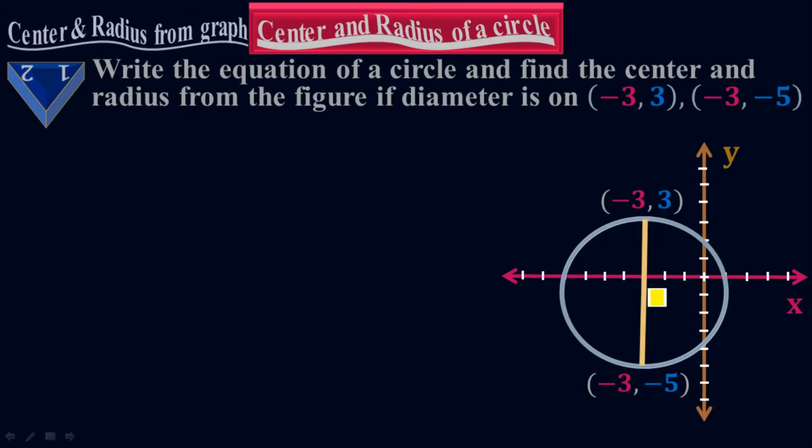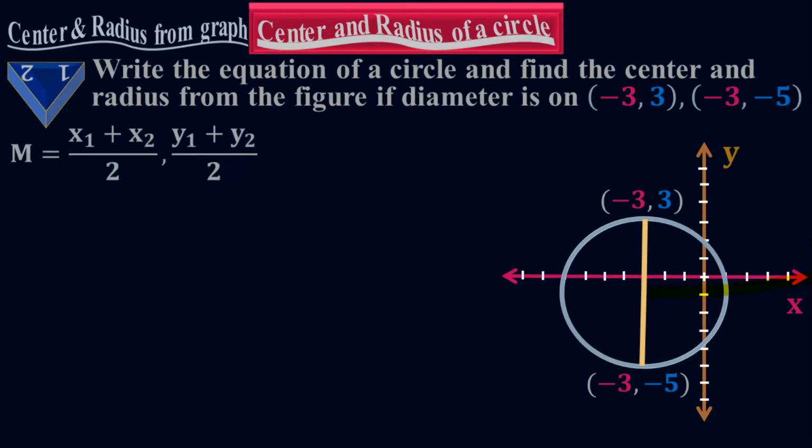First, we need to find the radius of the circle, and then the center, and then write the equation of the circle. So what will be the radius of the circle? First, we determine the center of the circle, and then it will be easy to get the radius. If the diameter has been given, we're going to use the midpoint formula.